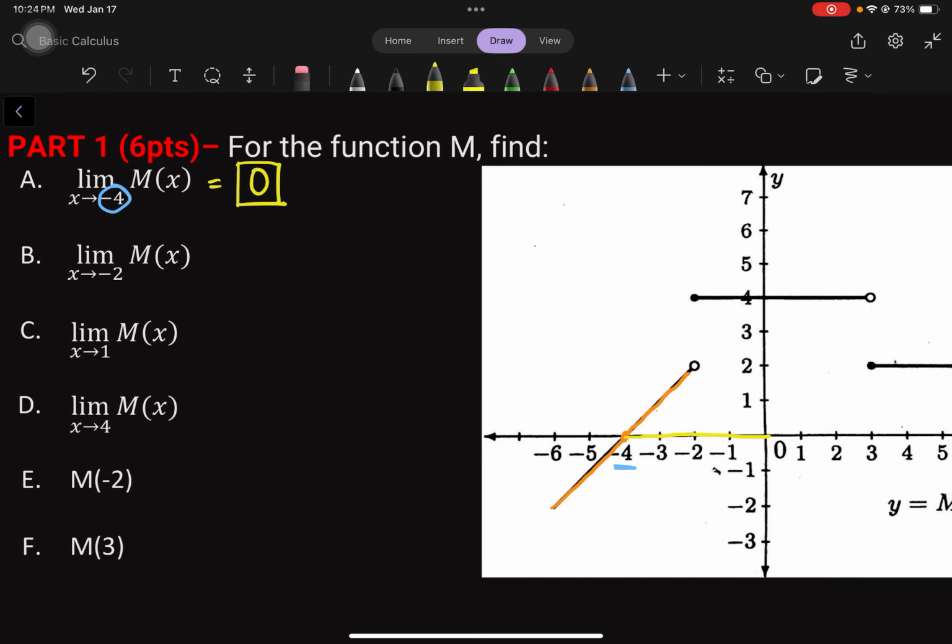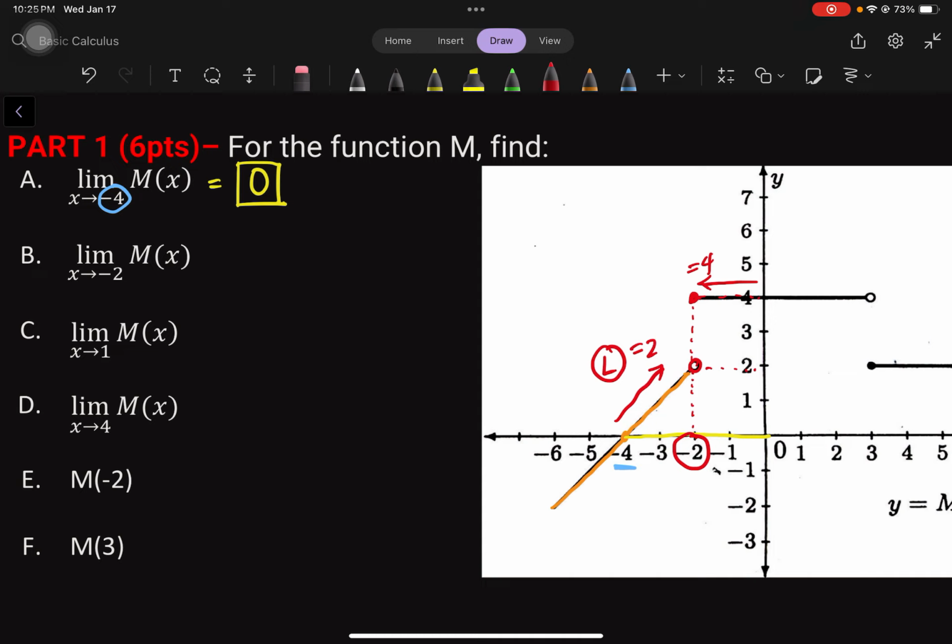Next, find the limit of m of x as x approaches negative 2. Ito yung negative 2 natin. If you can see, tracing this point, may dalawa tayong value ng limit niya. From the left, galing sa left, ano yung value na nakukuha natin? Equal kay 2. Pero kung galing siya sa right, ano yung value na nakukuha natin? Equal kay 4.